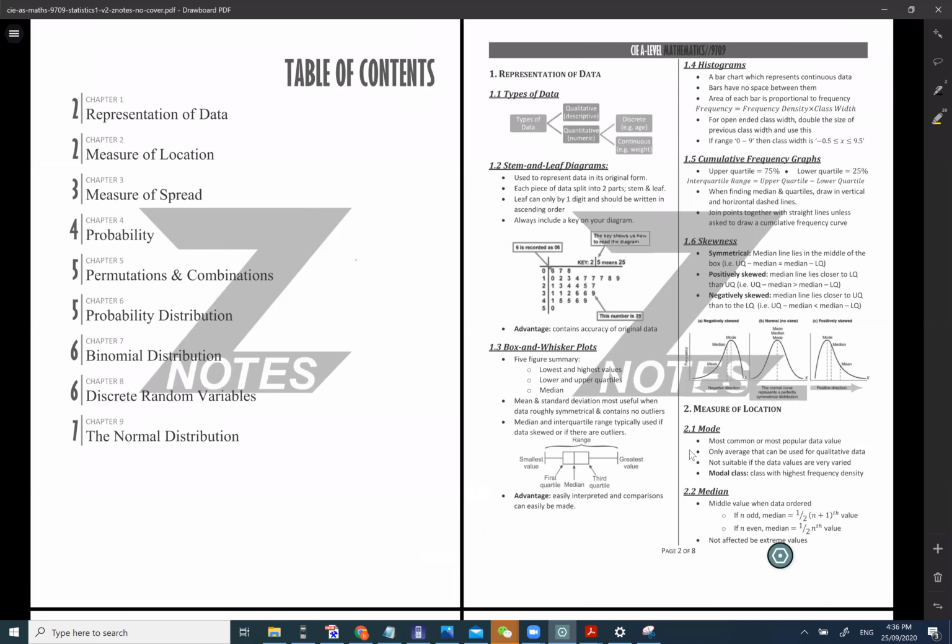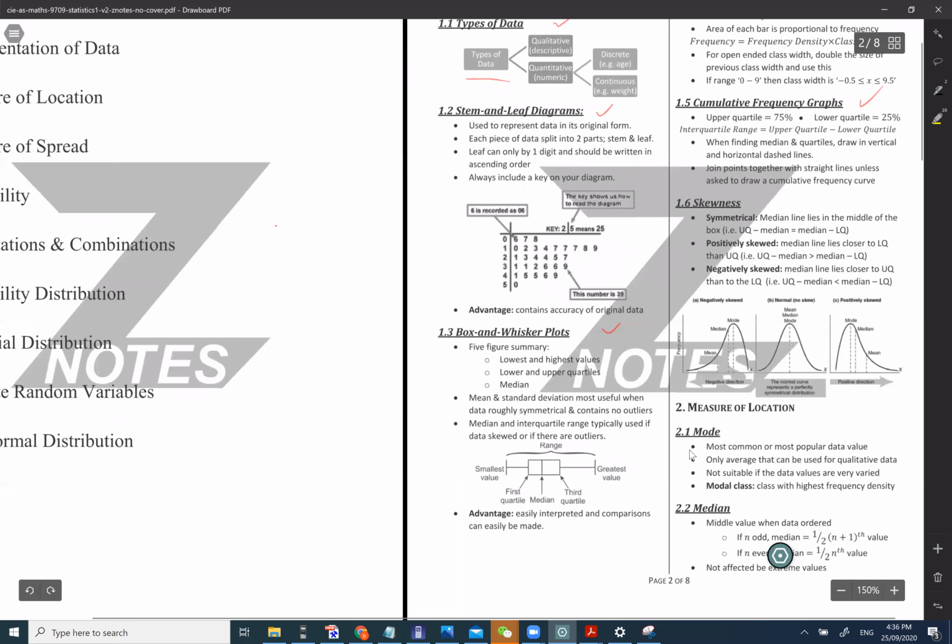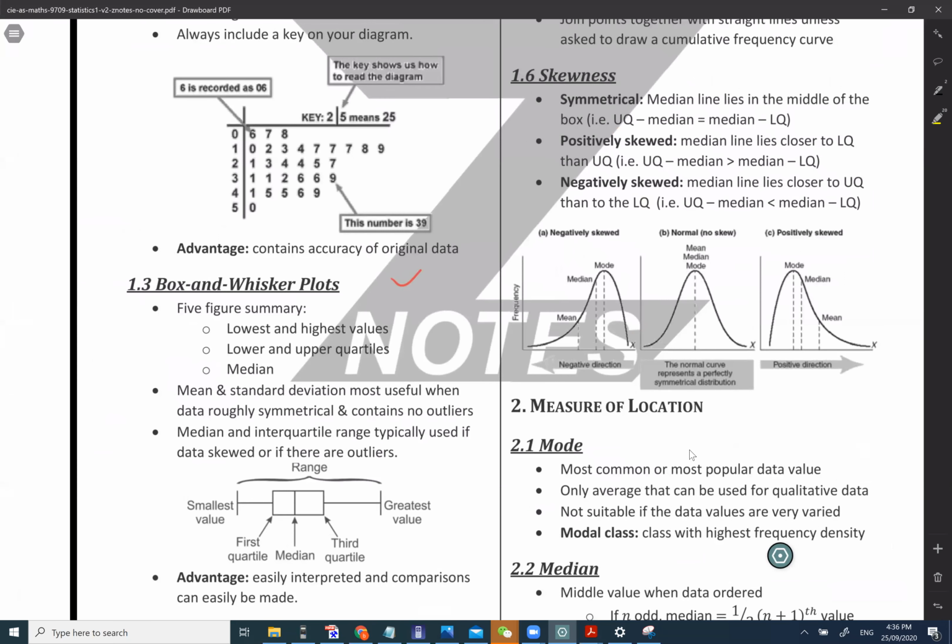The diagram, okay, you can read about yourself. Type of data, box whisker, histogram, cumulative frequency, skew. You can say negatively skewed or left skewed, positively skewed or right skewed.